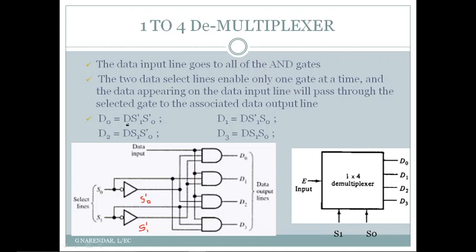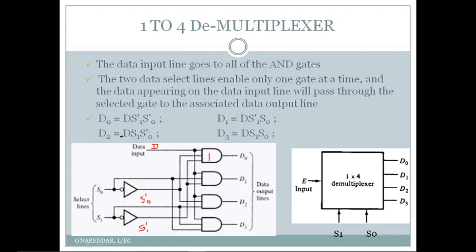So to obtain D0 we have to use the first AND gate with the inputs D, the data input. So this is our D data input, and for the first AND gate one of the inputs is D and the other is S1 bar. So this is S1 bar and the second input is S0 bar. If the inputs are connected in this way, we will be able to realize the Boolean expression for the D0 output.